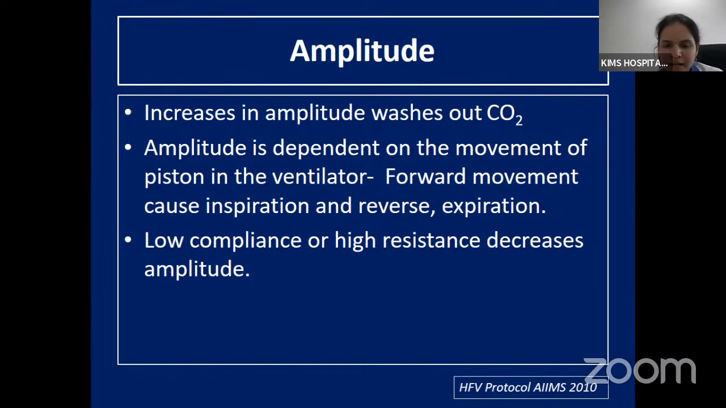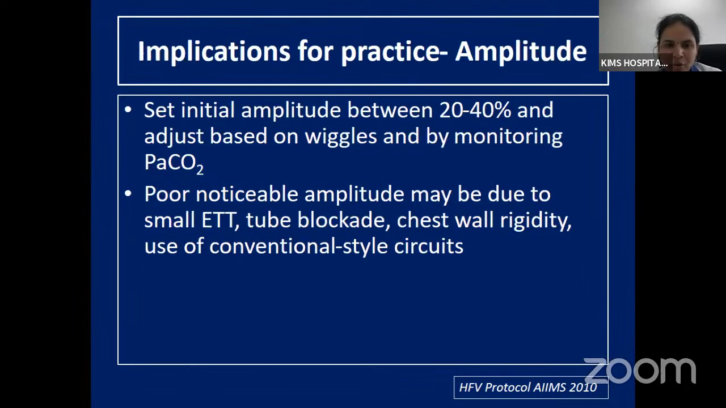Low compliance as well as high resistance decreases the amplitude that is effectively delivered. So what are the implications for practice when it comes to amplitude or delta P? The rule of thumb is we begin with an amplitude that is roughly equal to twice the mean airway pressure on high frequency ventilation. So if one begins with a high frequency MAP of, say, 15, the typical delta P or amplitude must be around 30. Set the initial amplitude between 20 to 40% and adjust based on the wiggles, and we're monitoring PaCO2.